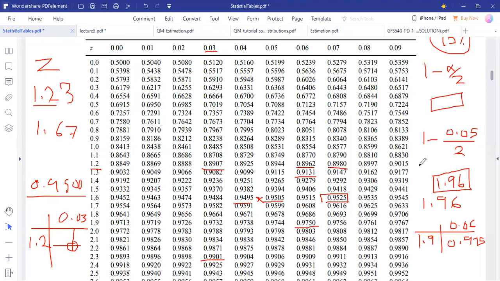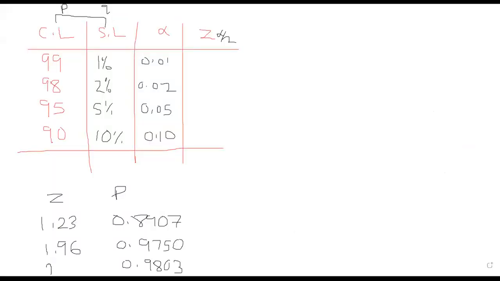Can somebody quickly locate that? 0.9. It is here, right? So what is the reading? Oh, we're working in reverse now. It is 2.06. 2.06, correct. We're working in reverse. Now, sometimes you may not have the exact figure, but something close.